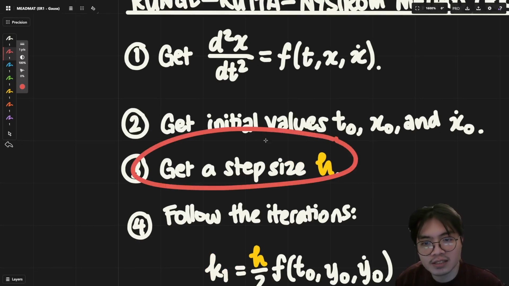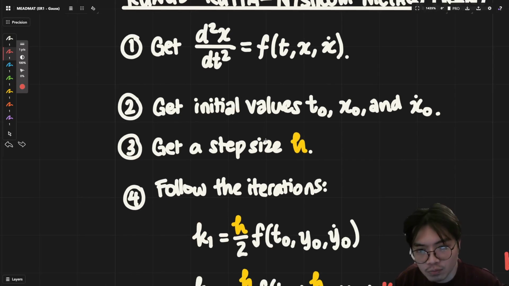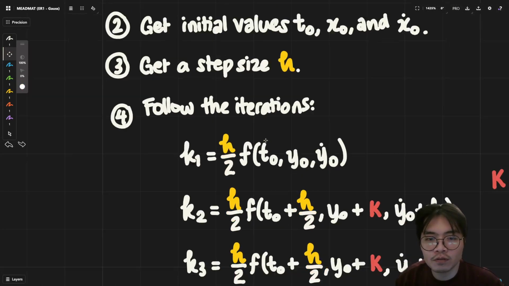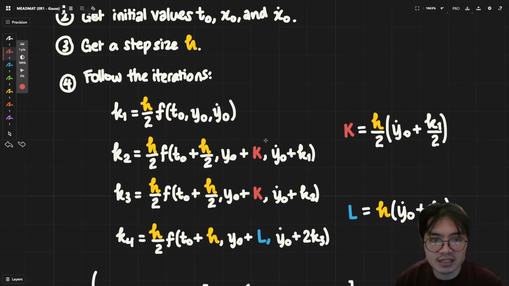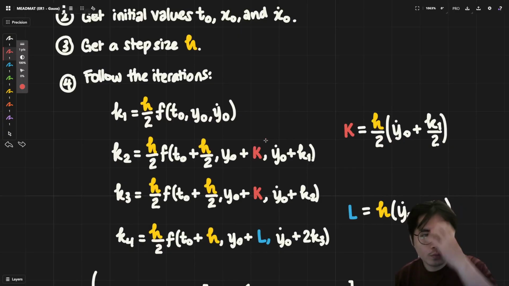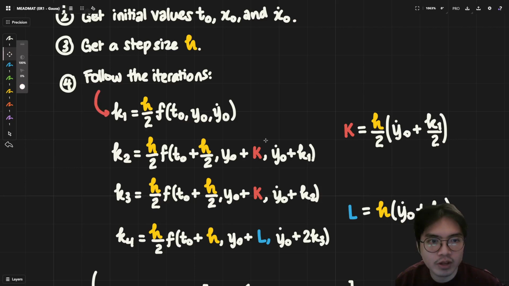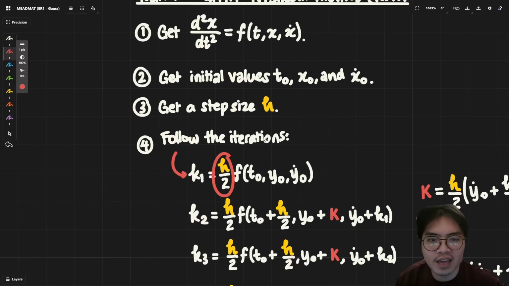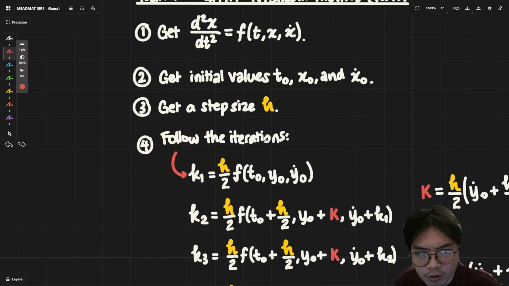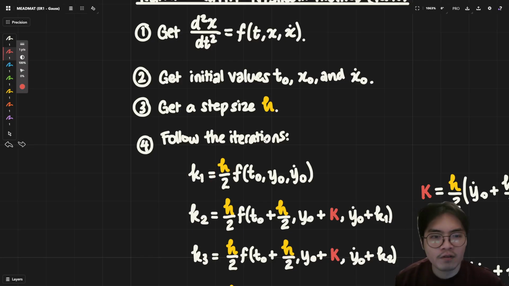You need to get a step size of your h, right, as small as you can, right? And you will follow these 6 iterations, right? Or rather, these 6 steps before you go to your next iteration, right? You will have k1 first, right? You will just get the full function and then you multiply it to h over 2. So you might be wondering now, okay, why is there the need for an h over 2, right?